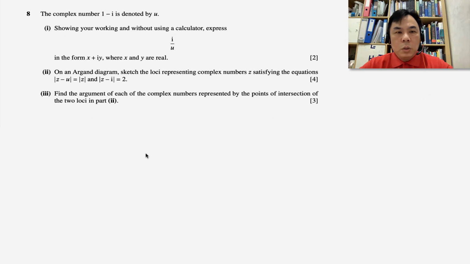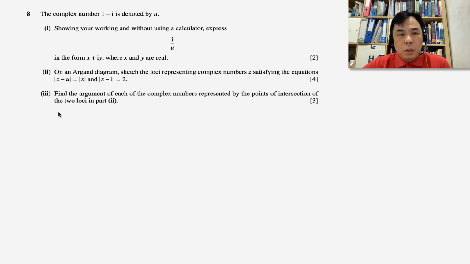All right, let's continue on to the second question here. On an Argand diagram, we are going to sketch the loci representing complex number z satisfying the equations given below here: magnitude of z minus u equal to the magnitude of z, and magnitude of z minus i equal to 2 here. Now let's start with the first one. Now if you are not sure what sort of loci we are looking at, you can always convert the complex form into the Cartesian form.